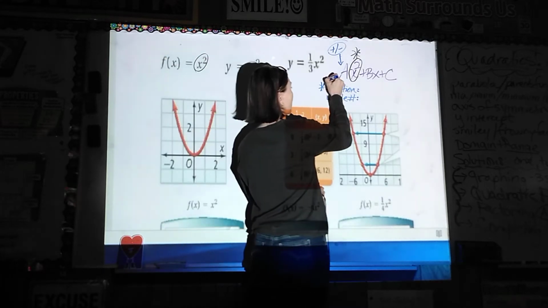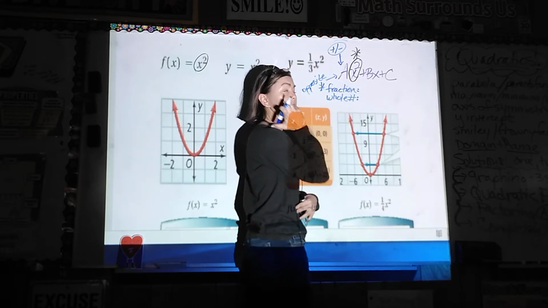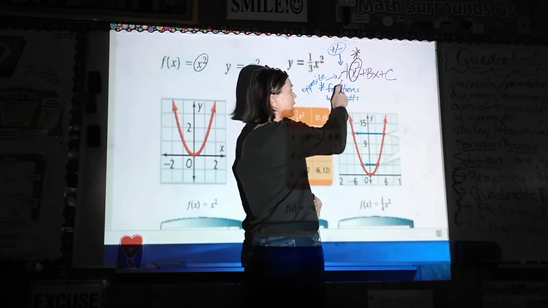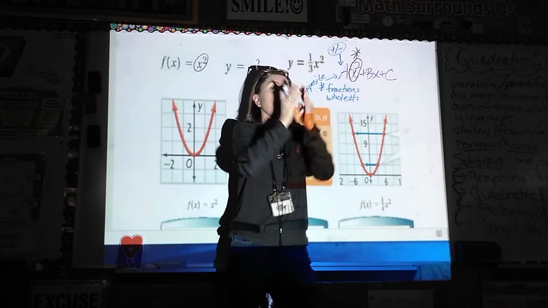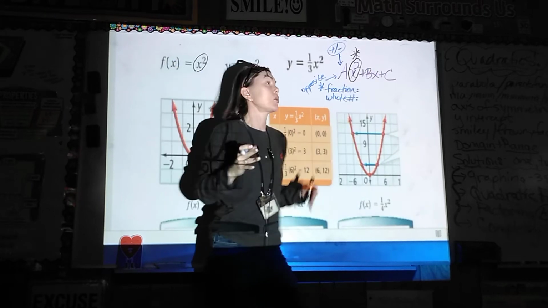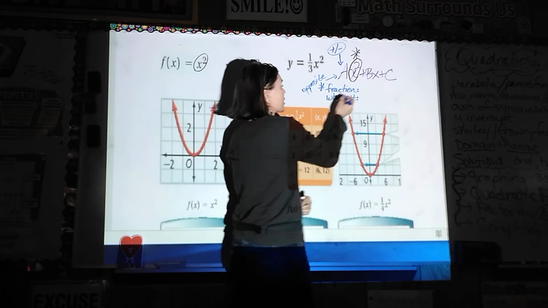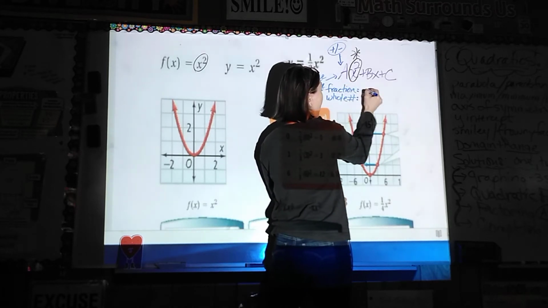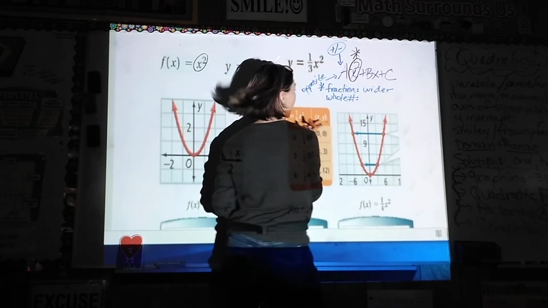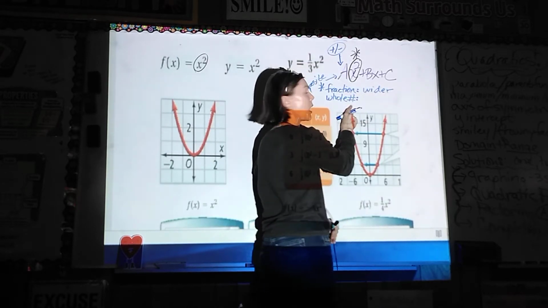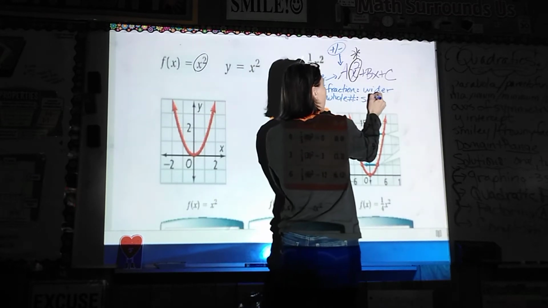So for the a term, this is the first opposite you need to know. Okay, so write the word opposite. So when this a value is a fraction, it makes the parent function wider. Okay, you would think it would make it smaller and skinnier, but it actually does the opposite. So if this a value is a fraction, it makes the parent function wider. And then if it's a whole number, it actually does the opposite and makes it skinnier. So everyone write skinny.